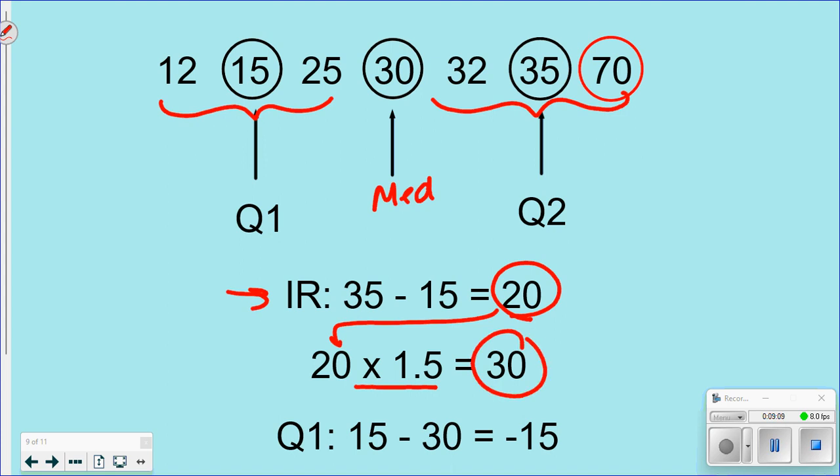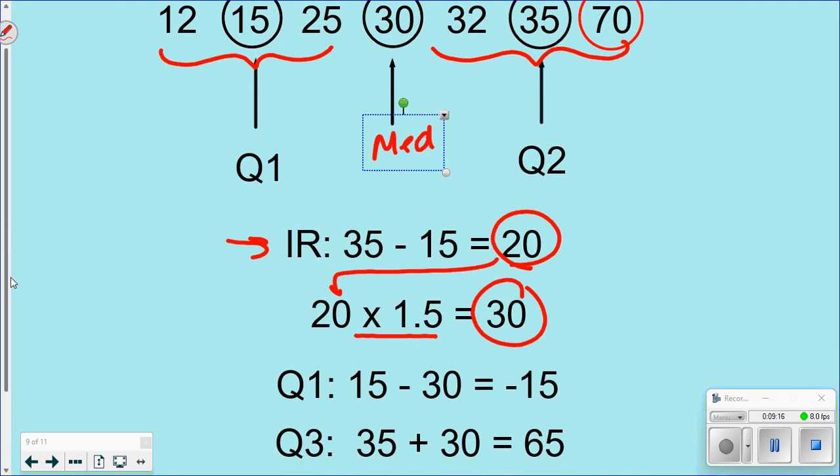Then I'm going to take 30, and I'm going to subtract it from my quartile 1. I look here. I took 15 minus 30, I got negative 15, and then I took my quartile 3, which was 35, and I added 30, and I got 65. Now, if I have any numbers that are outside these pieces of data, then I have an outlier. Now, if I look at my set of data, I can tell right here I have a 70. 70 would be considered an outlier because it's above 65.